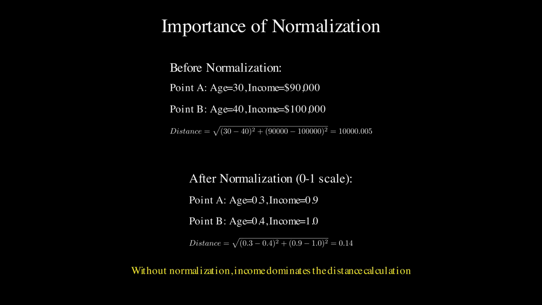Normalization is crucial for KNN. Look at this example with age and income data. Without normalization, the income feature completely dominates the distance calculations due to its larger scale. After normalizing to a 0 to 1 scale, both features contribute more equally to the distance measure.